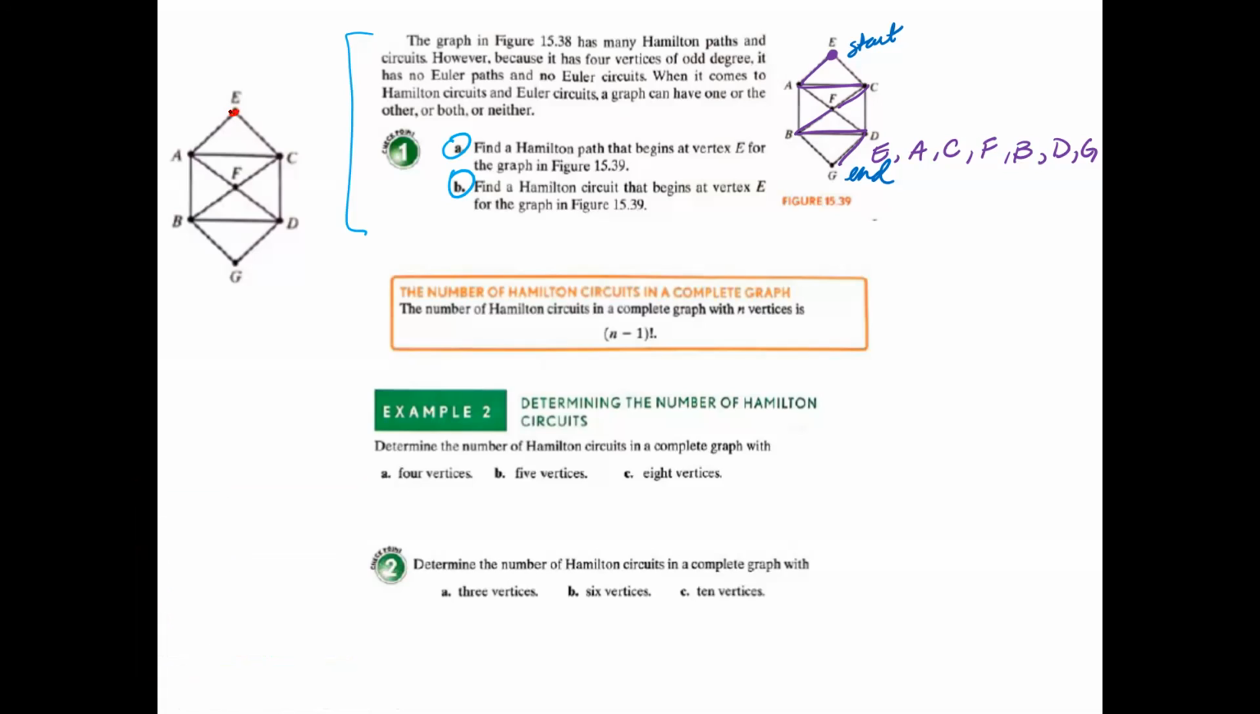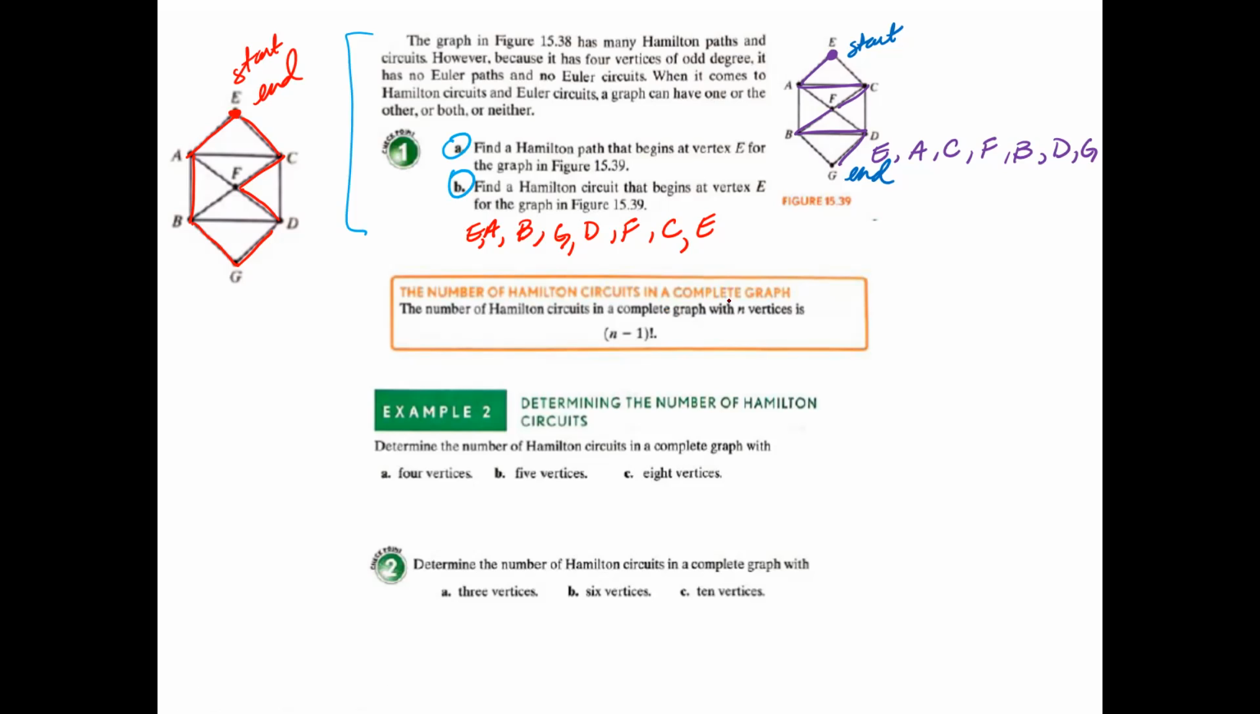Okay, so here I'm going to start with E, E to A to B, B to G, G to D, D to F, F to C, C to E. So again, you started and ended at the same point, and that is the Hamilton circuit.